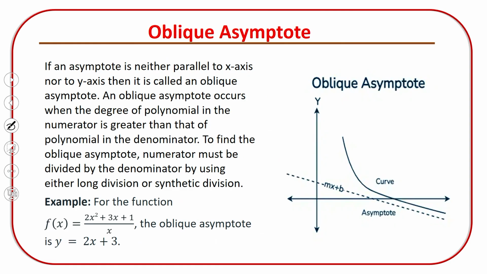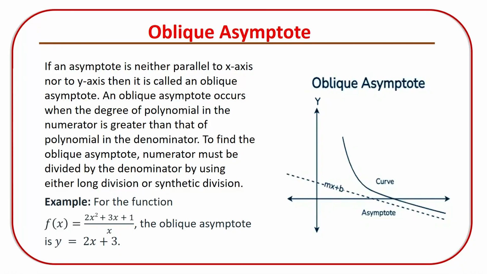Now, I have to start with the oblique asymptote. What is an oblique asymptote? An oblique asymptote means it is neither parallel to the y-axis nor parallel to the x-axis. It is in between these, that means the slant one. So, the curve is just an oblique type of thing.